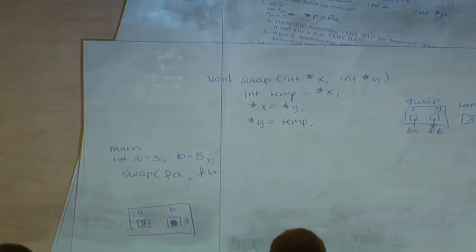But because we know where A and B are in memory, we can kind of circumvent the fact that main doesn't know anything about swap. Main may not know the variables that are inside swap, but swap has the addresses of the variables inside main. So it can manipulate them however it wants, because it knows where they are.